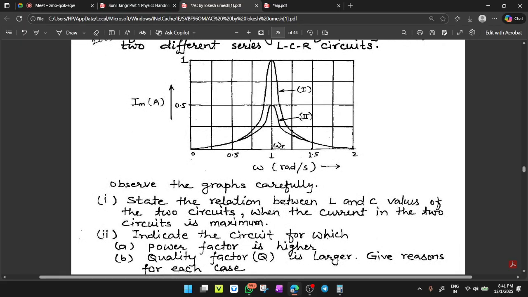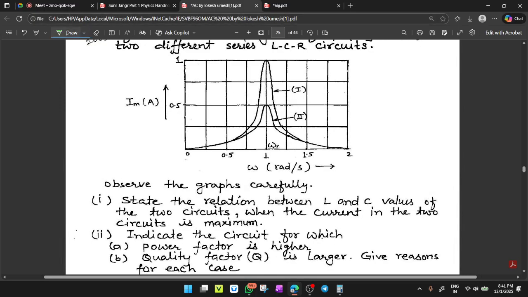State the relation between L and C values of the two circuits when the current in the two circuits is maximum. So two cases are here. First, due to sharpness, the maximum peak is lying here and the second is lying here, and the maximum current here is equal to 1 ampere and here it is equal to 0.5 ampere. So state the two relations between L and C.